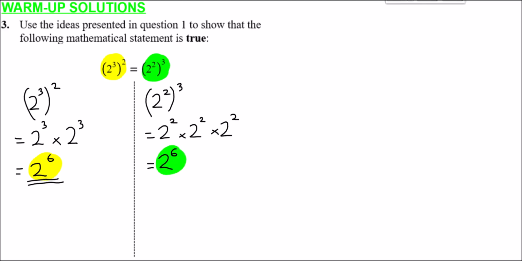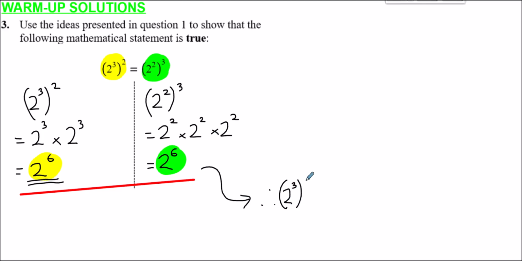And what do we see here? Well, this one is exactly the same as that one. But we started off with them being 2 cubed squared and 2 squared cubed. So based on what we have over here, we can make the final conclusion that 2 cubed squared must have been the same as 2 squared cubed all along. And we're done.